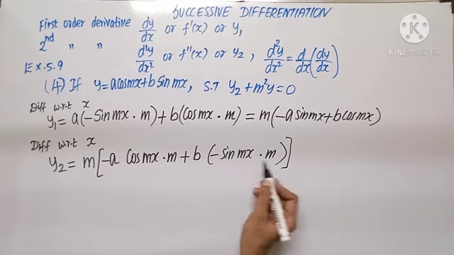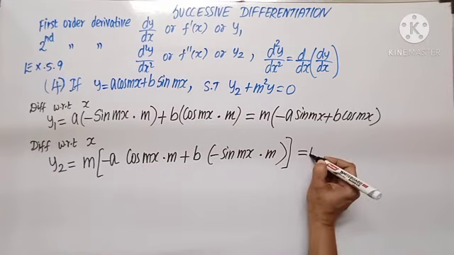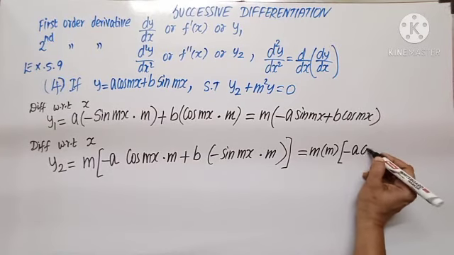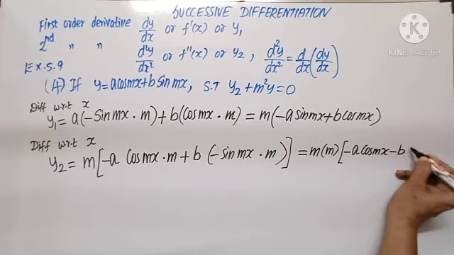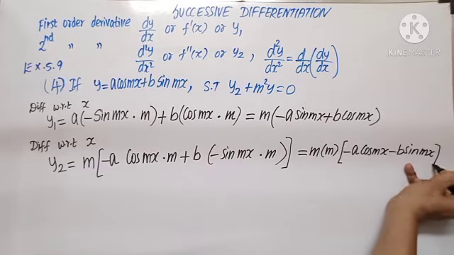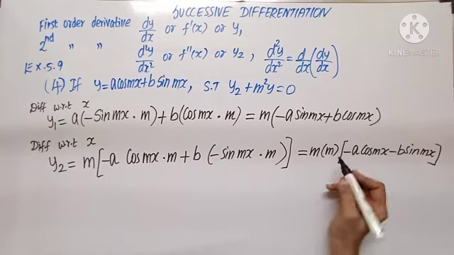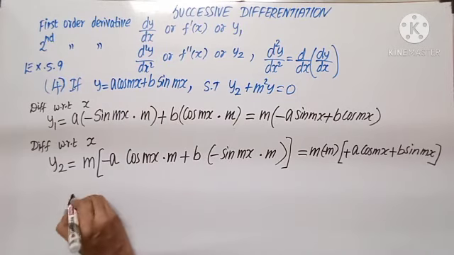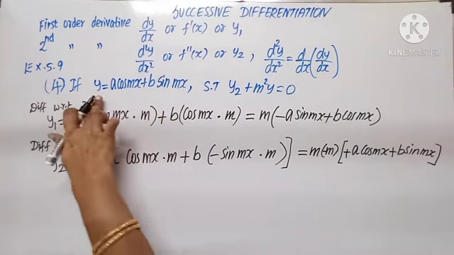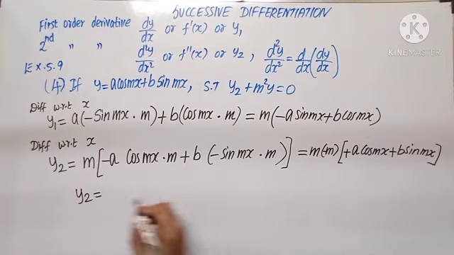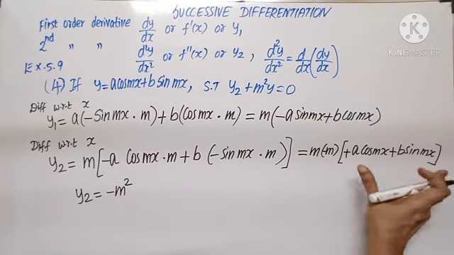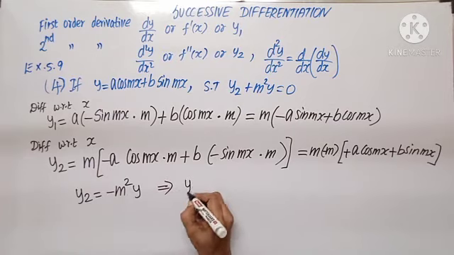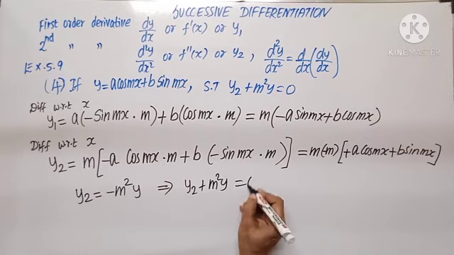Now again there is m common. So already there is an m, now we have taken an m. We are left with minus a cos mx minus b sin mx. Notice in both the terms minus is also common. Take minus sign out. It becomes plus a cos mx plus b sin mx, which is nothing but y in the question. m into minus m is minus m square, and this term is nothing but y. And so bringing it to the left, y2 plus m square y is 0.